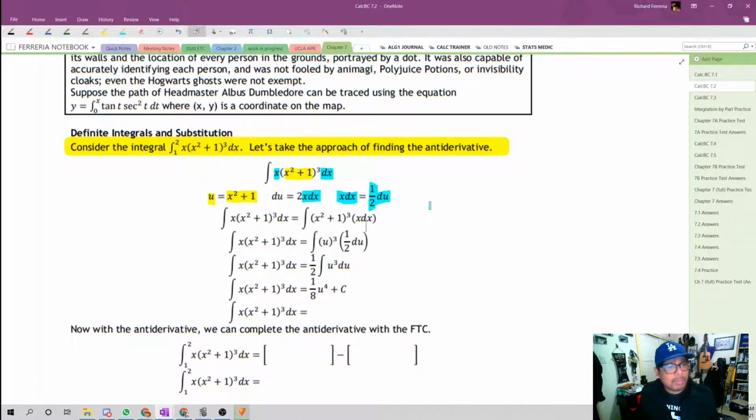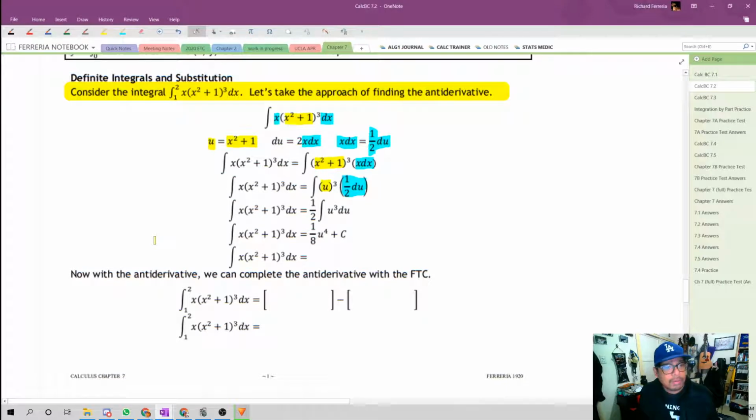Moving on to the problem, we're going to regroup. So we get x squared plus 1 cubed, and then multiplied by the quantity x dx. Then we make our substitution, where the x squared plus 1 becomes u, and x dx becomes 1/2 du. We can integrate this because it's just the integral of 1/2 u cubed, and that gives us 1/8 u to the fourth power plus a constant, which is just 1/8 (x squared plus 1) to the fourth power plus a constant.